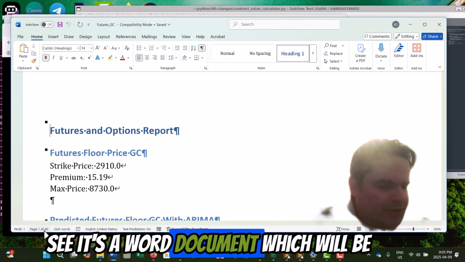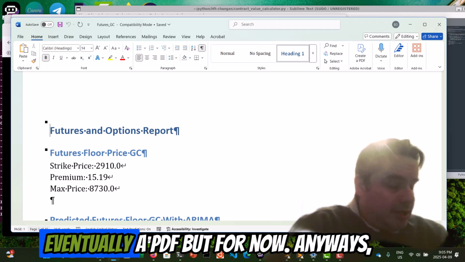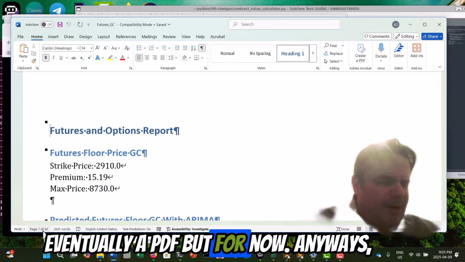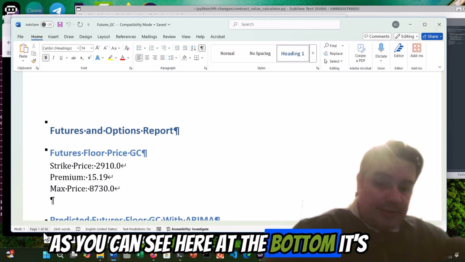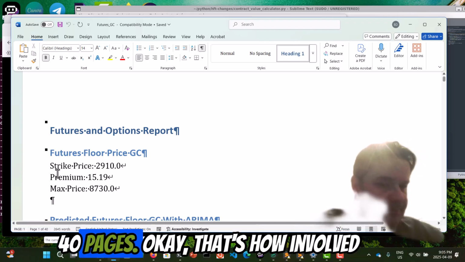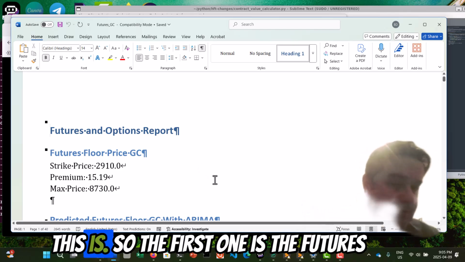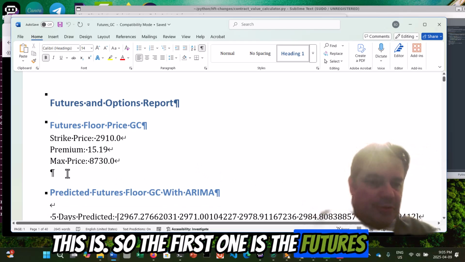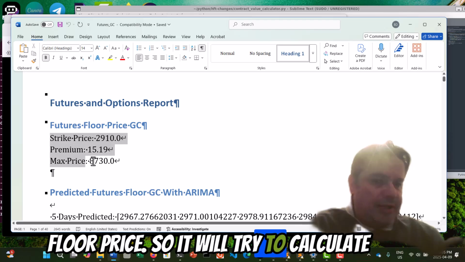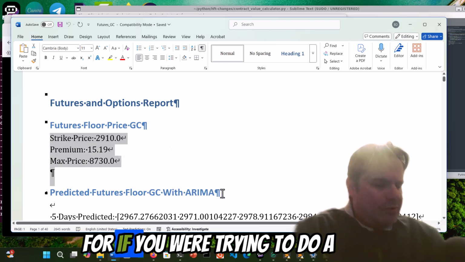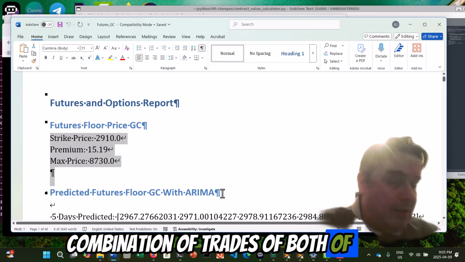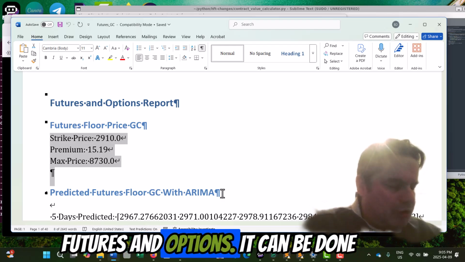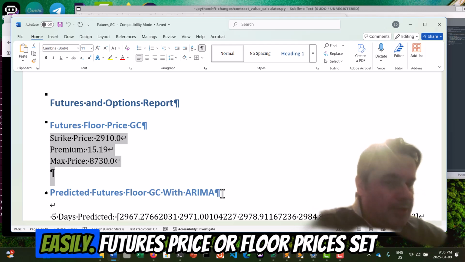As you can see, it's a Word document, which will eventually be a PDF. But for now, as you can see here at the bottom, it's 40 pages. Okay, that's how involved this is. So the first one is the futures floor price. So it will try to calculate, if you were trying to do a combination of trades of both futures and options, it can be done easily.